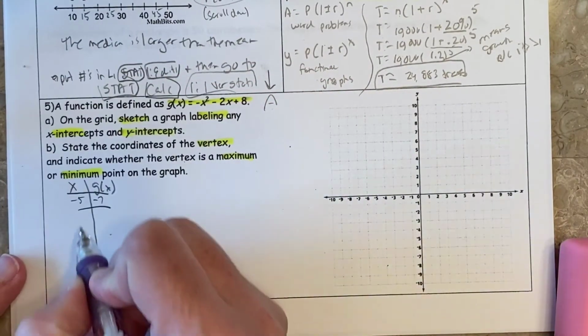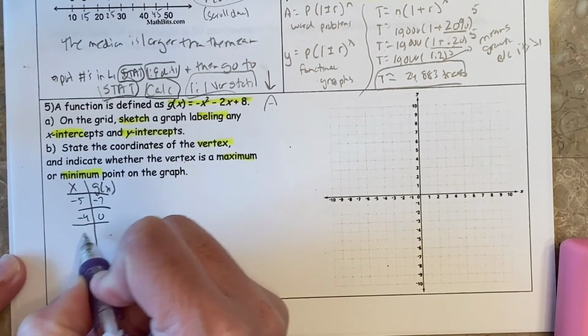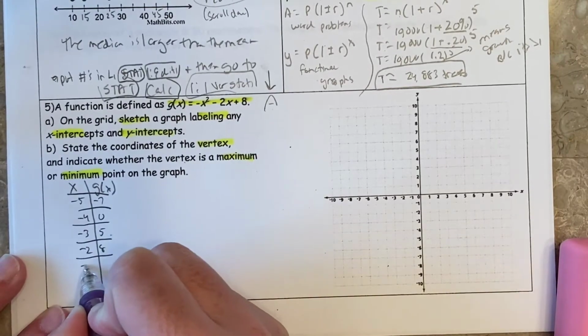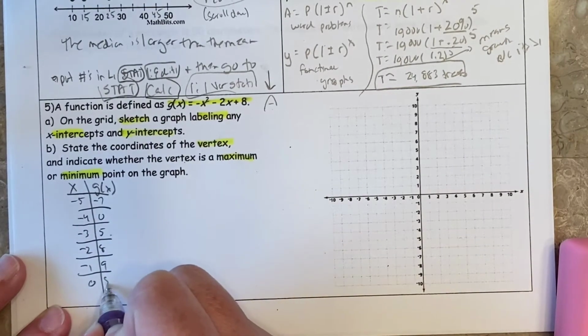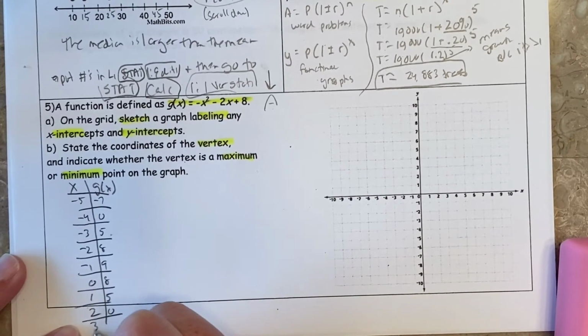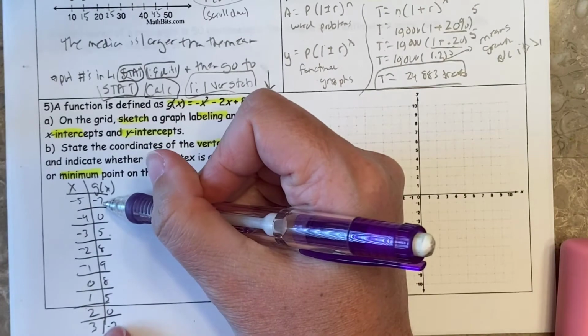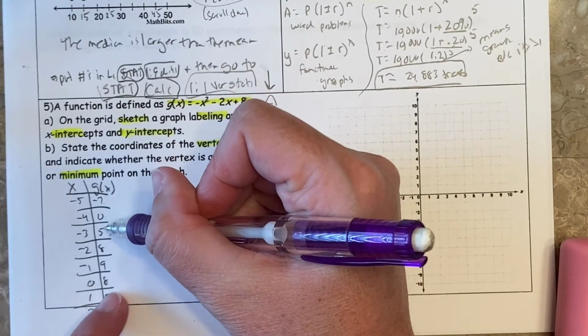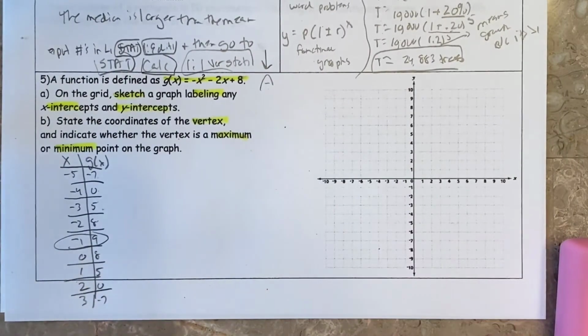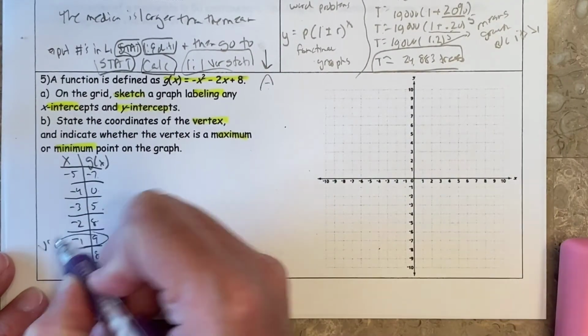So we're going to copy everything in between. So it's negative 4, 0, negative 3, 5, negative 2, 8, negative 1, 9, 0, 8, 1, 5, 2, 0, 3, negative 7. Can you notice that symmetry? That matches, that matches, that matches. And make sure you always have this middle number. And remember what that middle number is called. That is our vertex, okay?